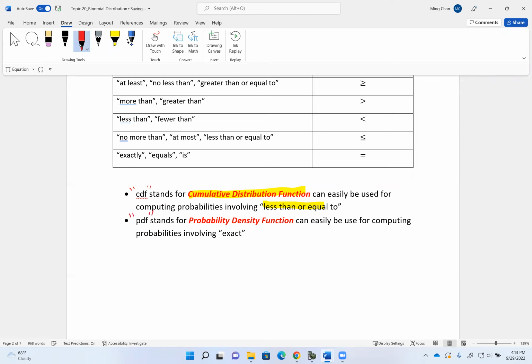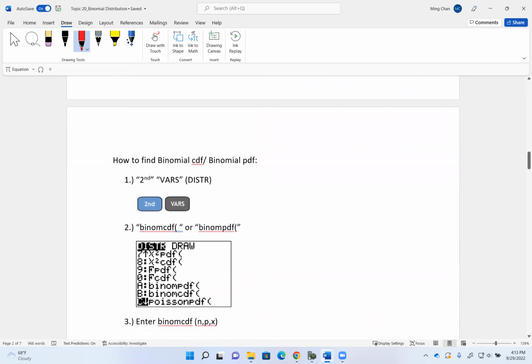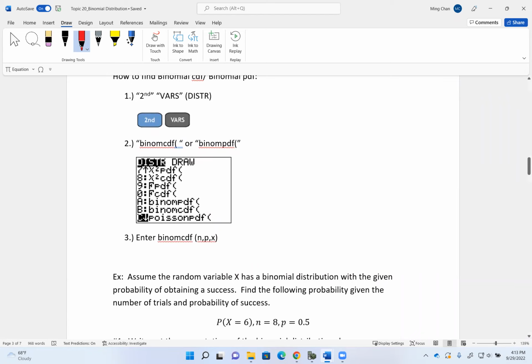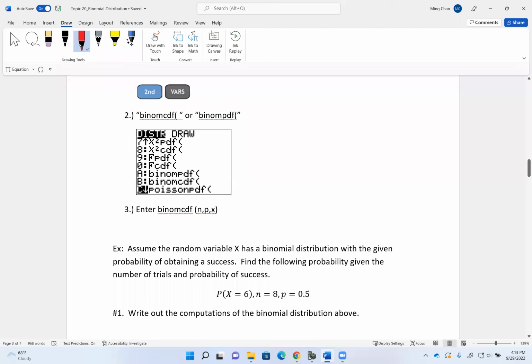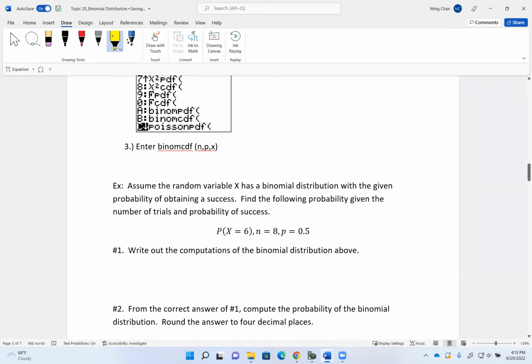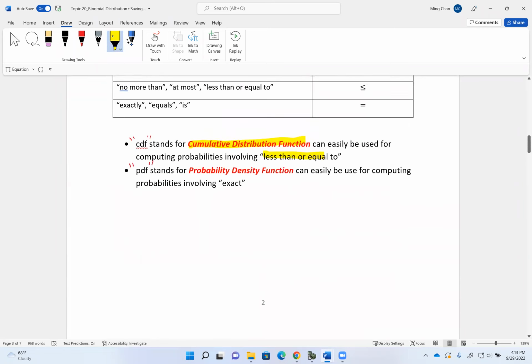PDF stands for probability density function. We use PDF for computing probabilities involving exactly. How do we find binomial CDF and PDF? We go to second, then the word distribution, and choose either CDF or PDF depending on the probability question. What we enter inside is n, p, x. N is the number of trials, p is the probability of success, and x is the number of successes. This example uses the equal sign, so I'm going to use PDF.